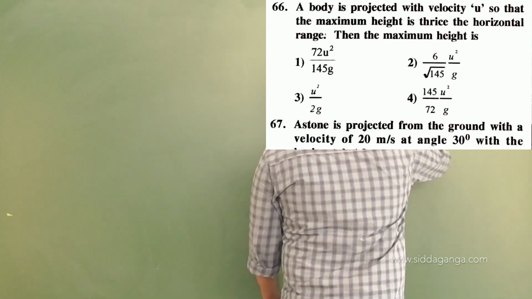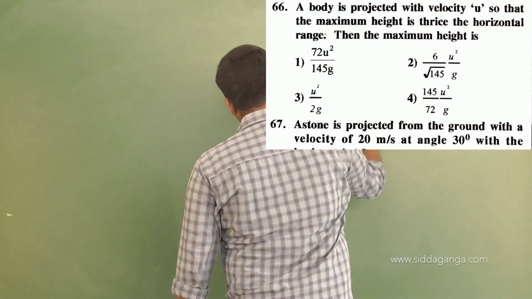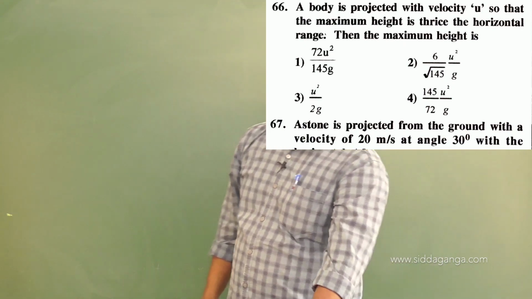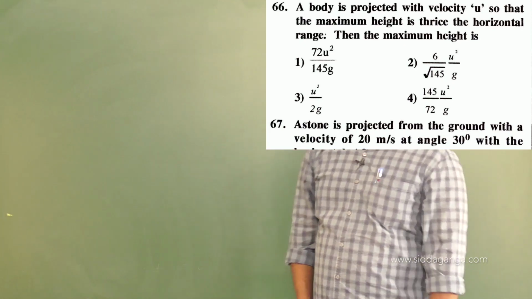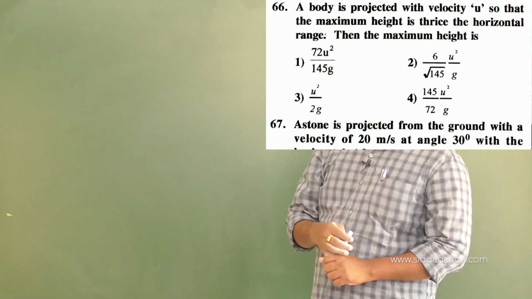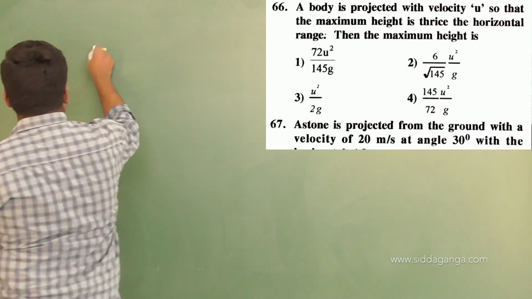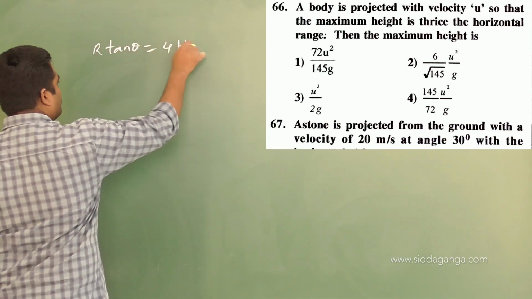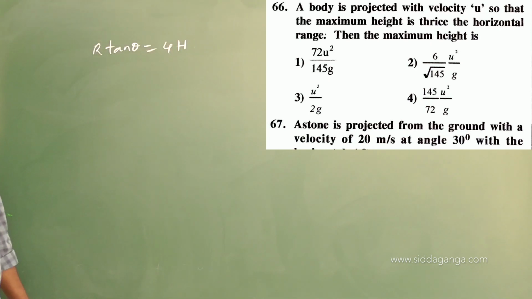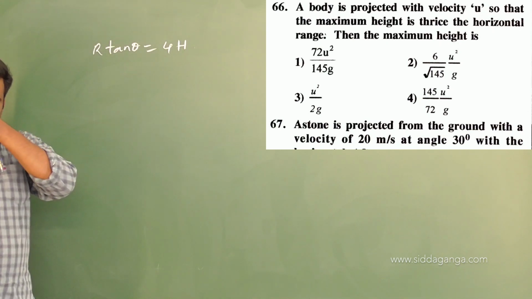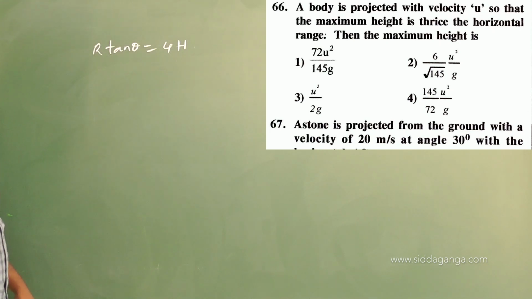I just ask you to recall the formulas we have studied, the relation among range, maximum height, and angle of projection. They have not given anything about theta here, only the velocity of projection. So you know one formula, R tan theta equals 4H. One formula we are aware of, R tan theta equals 4H, the shortcut I told you. So what is this? Maximum height is thrice the horizontal range.